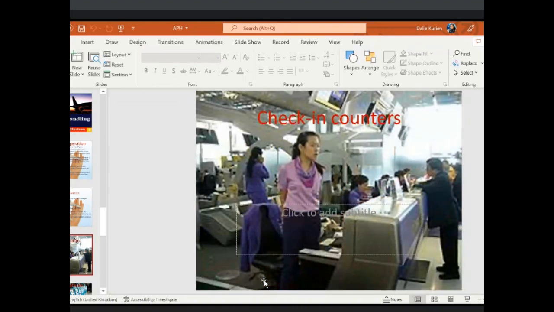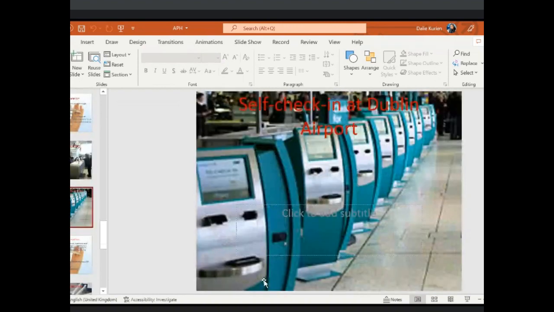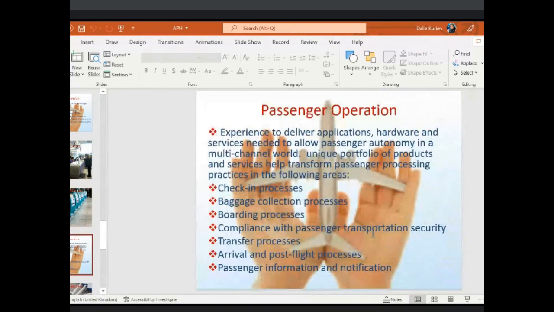Okay. Now this is the check-in counter. So if you could see, this is how a normal check-in counter looks. This is a kiosk. This is a kiosk in Dubai airport. Now we also have one in Bangalore airport. This is a kiosk where the self check-in is done.